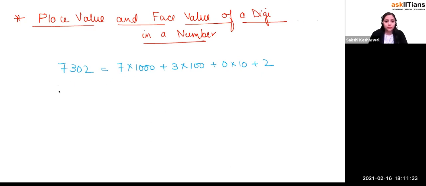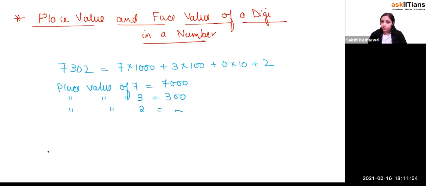So we say that the place value of 7 is 7000, right? Similarly, the place value of 3 is 300, right? Now if I say the place value of 2, it is 2, right? Now this is called place value, and the other thing is called face value.